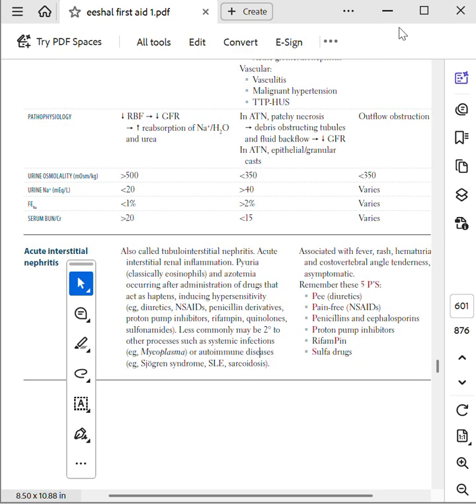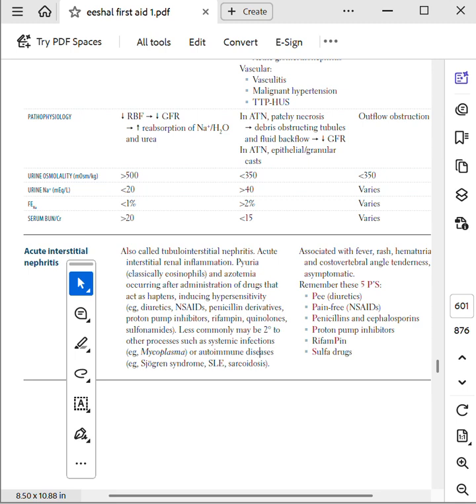Acute interstitial nephritis is also known as tubulointerstitial nephritis. Acute interstitial renal inflammation is part of this. Basically, tubulointerstitial nephritis in its name tells you where the disease is. It's in the kidney tubules, the interstitial space between the tubules, not the glomerulus, not the blood vessels. So the filtration barrier is fine, but the support tissue is inflamed.